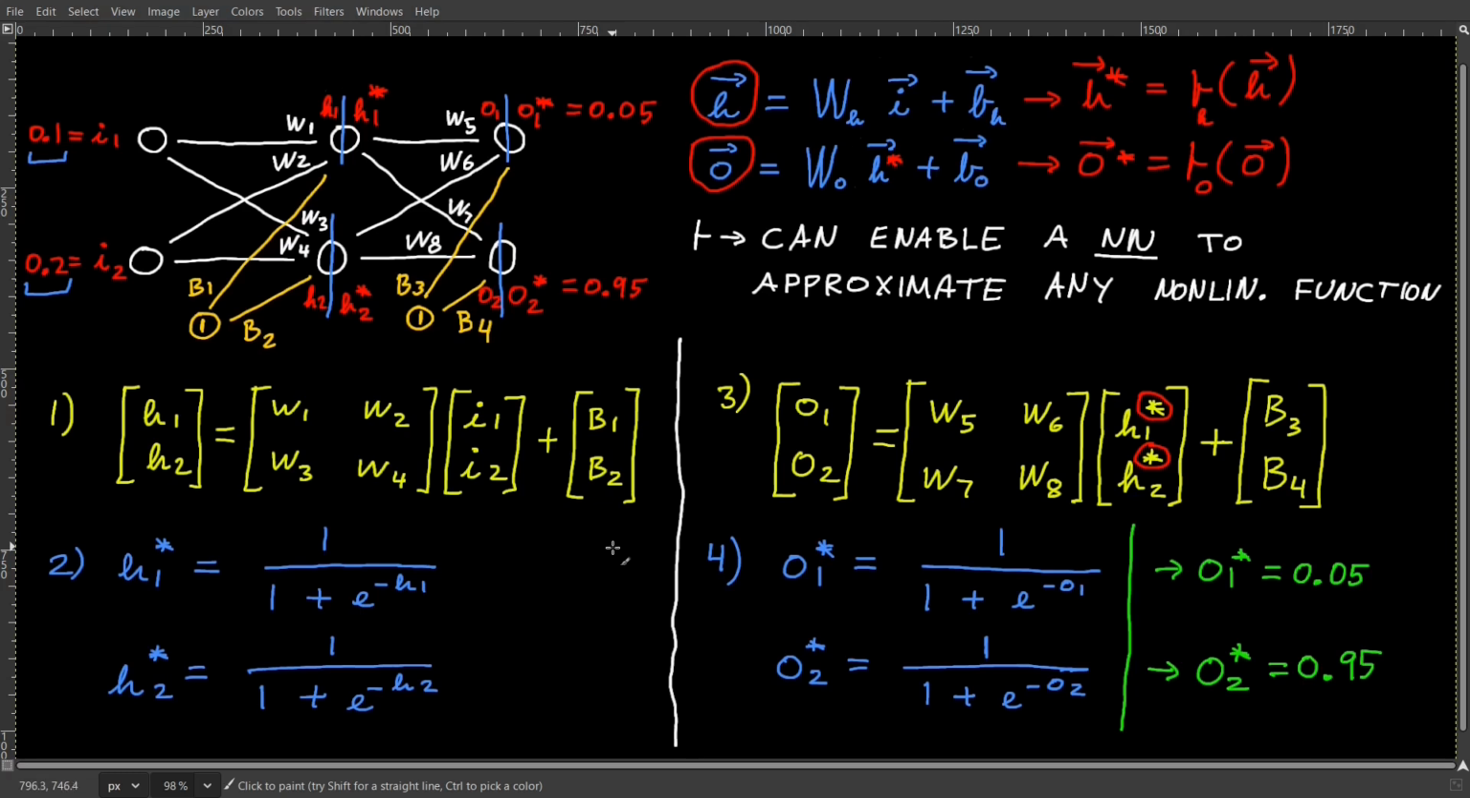In the next video, let's see how we can use backpropagation to find the weights and biases that would give you these desired outputs to the given inputs.